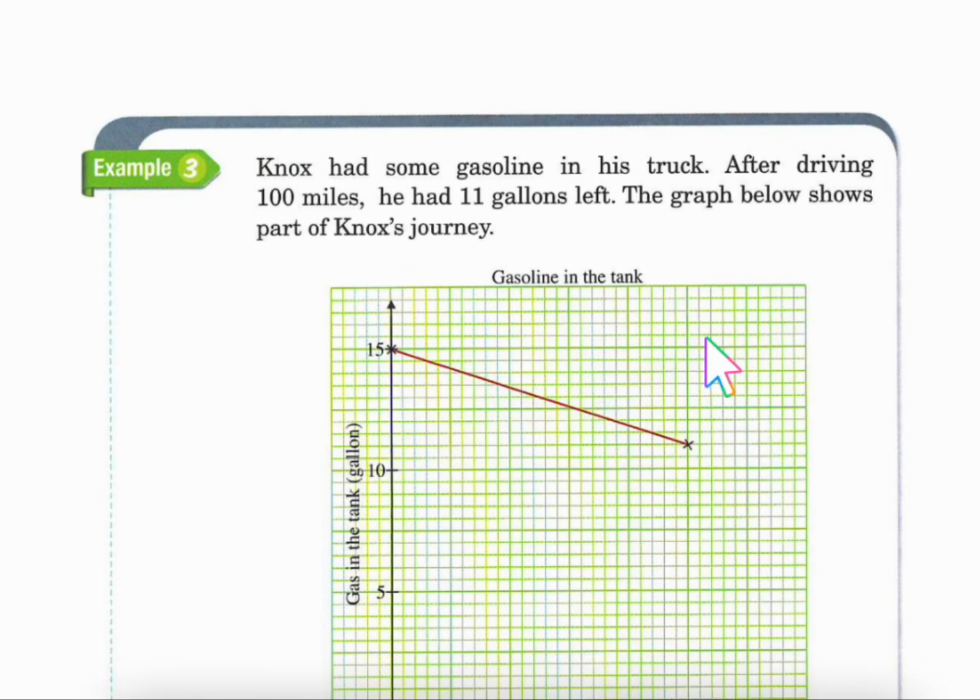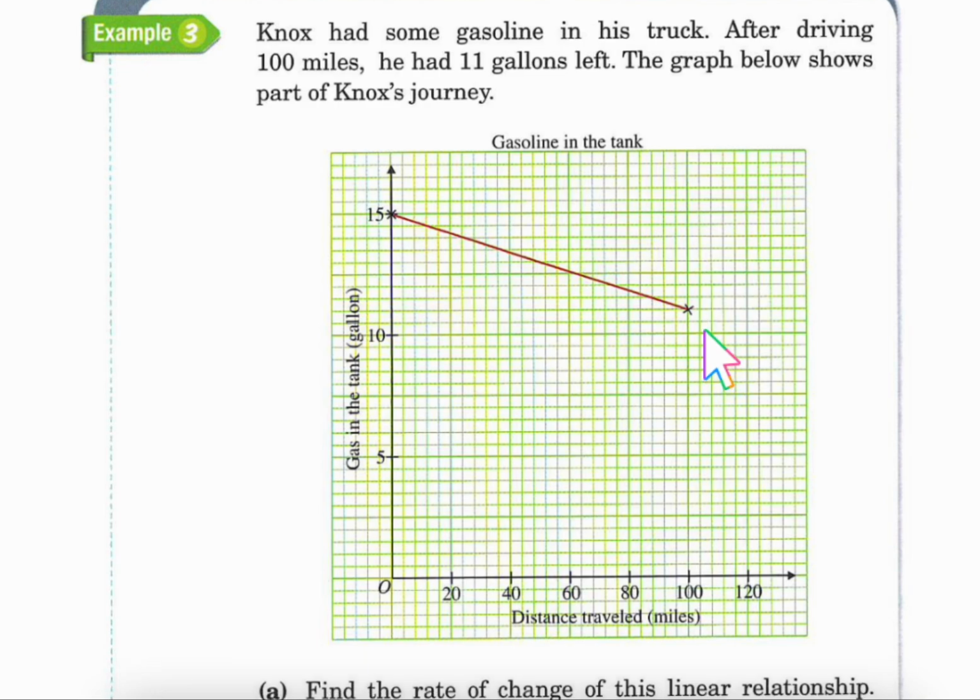Okay, let's move on to example 3. Example 3 says that Knox had some gasoline in his truck. After driving 100 miles, he had 11 gallons left. So it looks like each 2 units is equal to 1 gallon. Okay, so that's good to know that this is actually 11, 2 units up, because it lines up with what they're talking about in the problem, which says that after 100 miles, he has 11 gallons left.